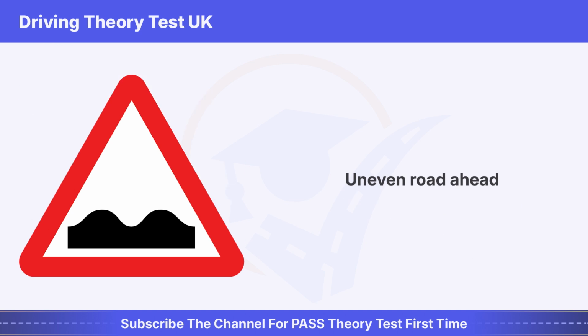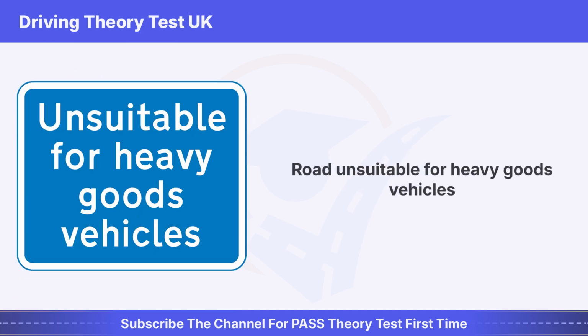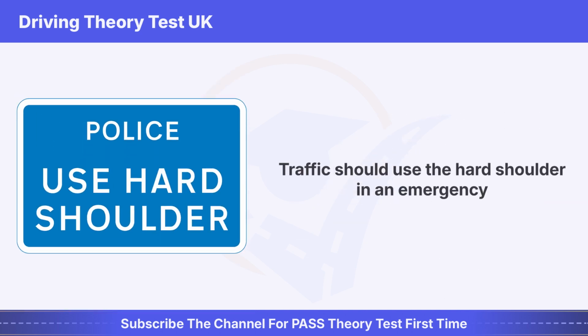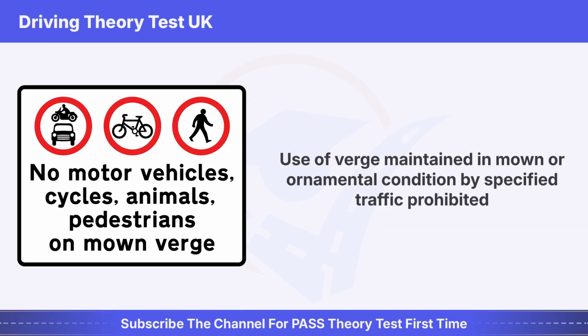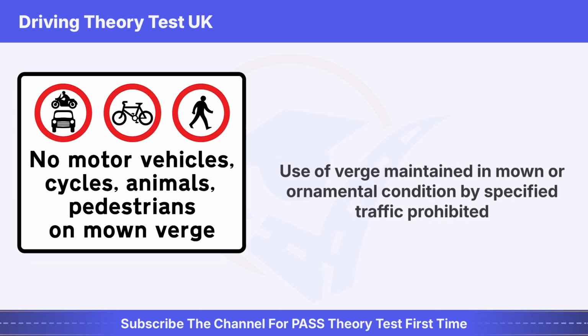Uneven road ahead. Road unsuitable for heavy goods vehicles. Traffic should use the hard shoulder in an emergency. Use of verge maintained in mown or ornamental condition by specified traffic prohibited.